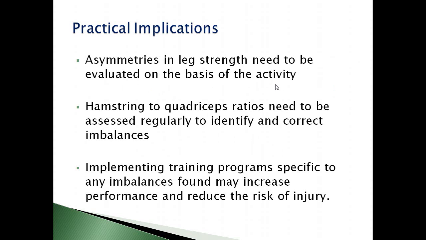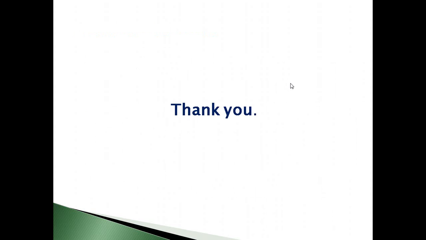The practical implications of the study suggest that asymmetries in leg strength need to be evaluated on the basis of the activity. Hamstring to quadriceps strength ratios need to be assessed regularly to identify and correct imbalances. And implementing training programs specific to any imbalances found may increase performance and reduce the risk of injury.